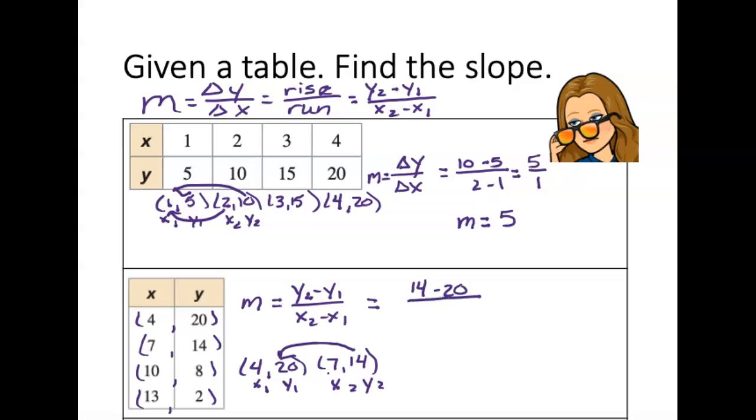My denominator is x2, so I'm going to get my x, and then I'm going to subtract the other x. I'm going to go from 7 to 4, so I'm going to subtract 7 minus 4. So we start on our numerator. 14 minus 20 is negative 6. 7 minus 4 and our denominator is 3. So negative 6 divided by 3, that's an even. So our slope would be, now remember, a negative divided by a positive is always negative, and 6 divided by 3 is 2. If this was not an even integer, we would just leave it as a simplest form fraction.